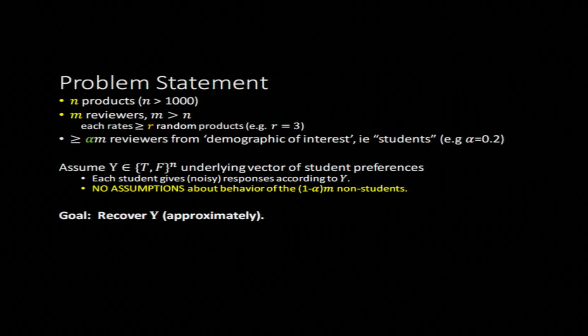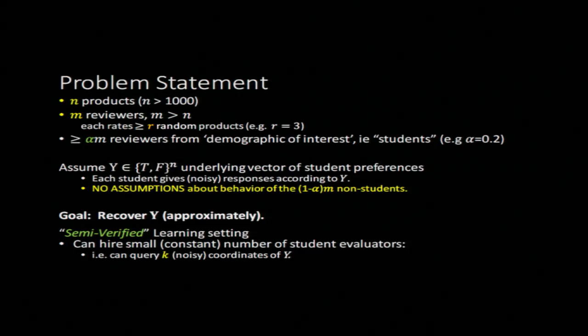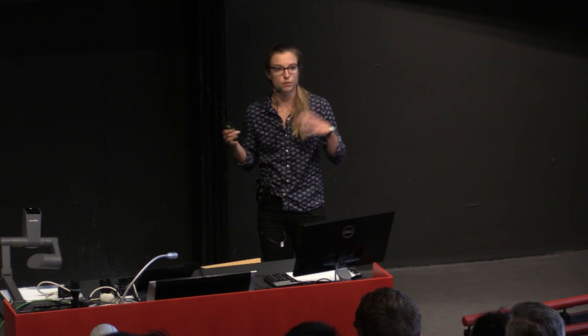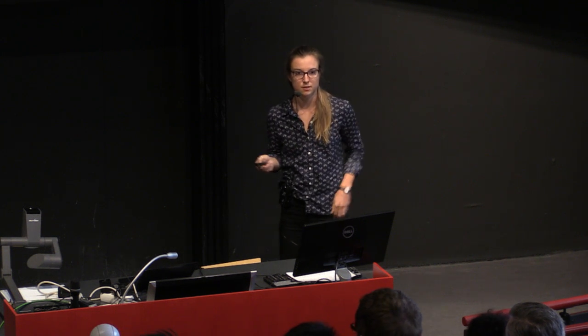And as is, if alpha is less than a half, this can be impossible. So the ratings from the non-student reviewers might entirely swamp the ratings from the student reviewers. So in addition, we're going to be allowed to hire a small, constant number of student evaluators. And if we ever want to know the student rating of a specific product, we can hand this product over to one of our own students, and they can tell us the rating. So this is going to allow us to query k possibly noisy coordinates of y. And actually, for the rest of the talk, while all of our results hold gracefully in the noisy case, I'm going to be mainly talking about the noiseless case for simplicity.